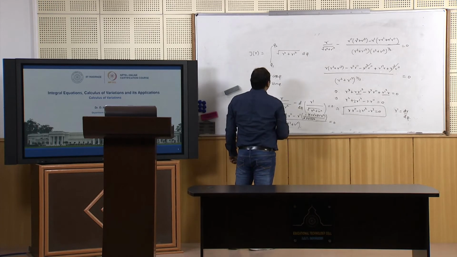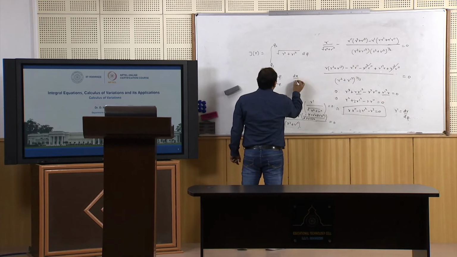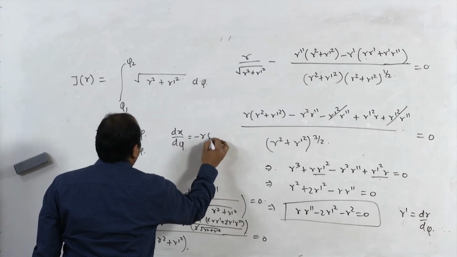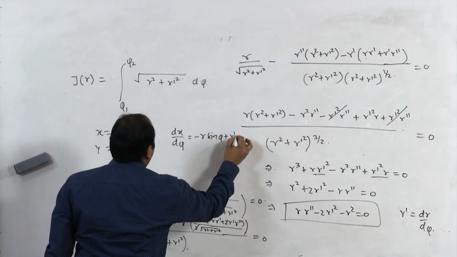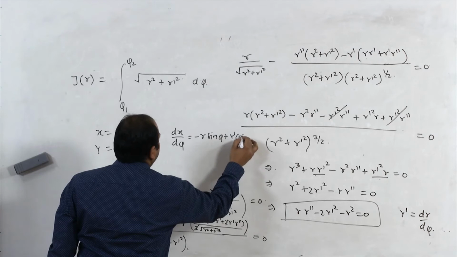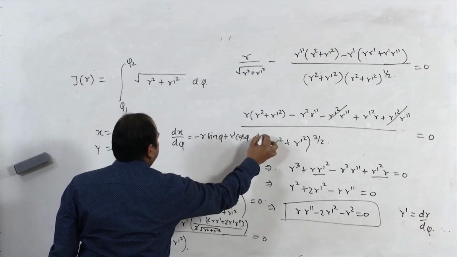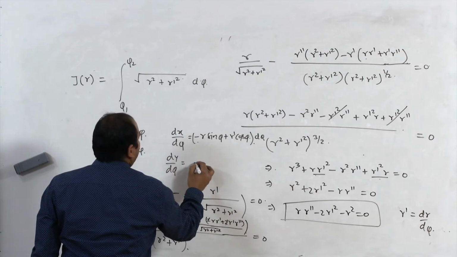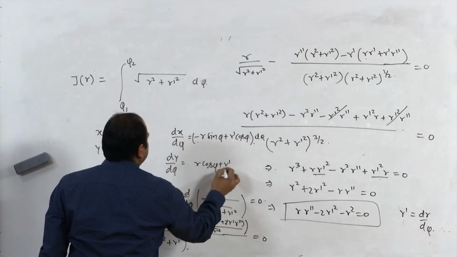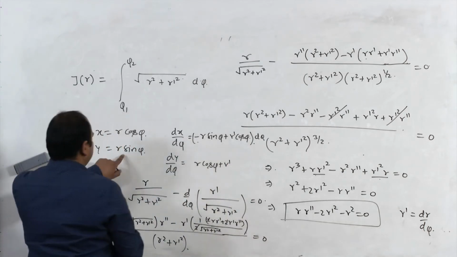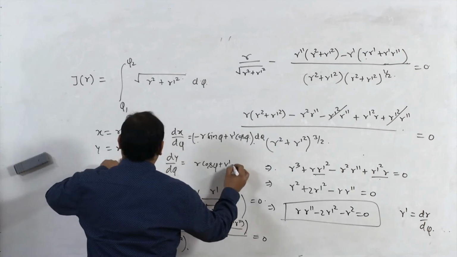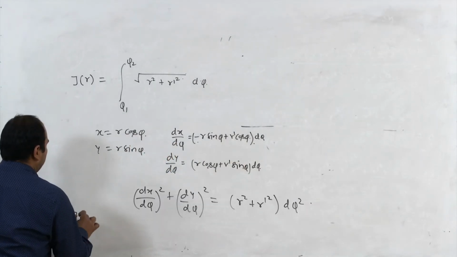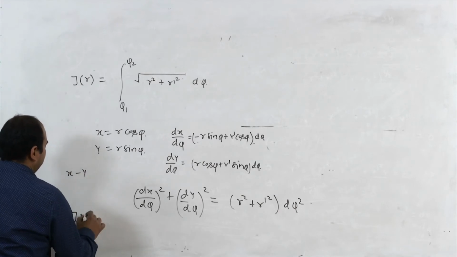So to find out the equivalent, you simply find out dx by d phi, which is given by minus r sin phi plus r dash cos of phi d phi. And here similarly you can find out dy by d phi, so that is r cos of phi plus r dash sin of phi d phi, right.